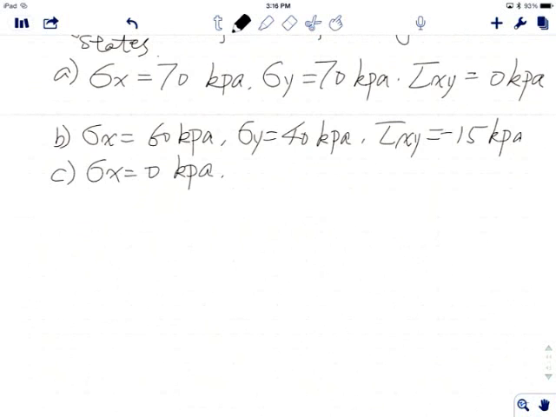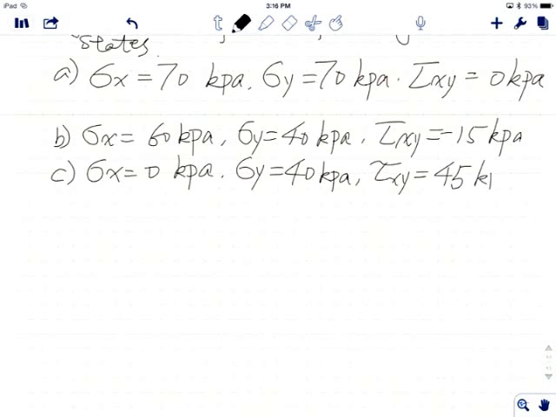You have a 0. My handwriting is really bad. Can you guys in the back see it? Good? Okay. Tau xy equal to 45 kilopascal.